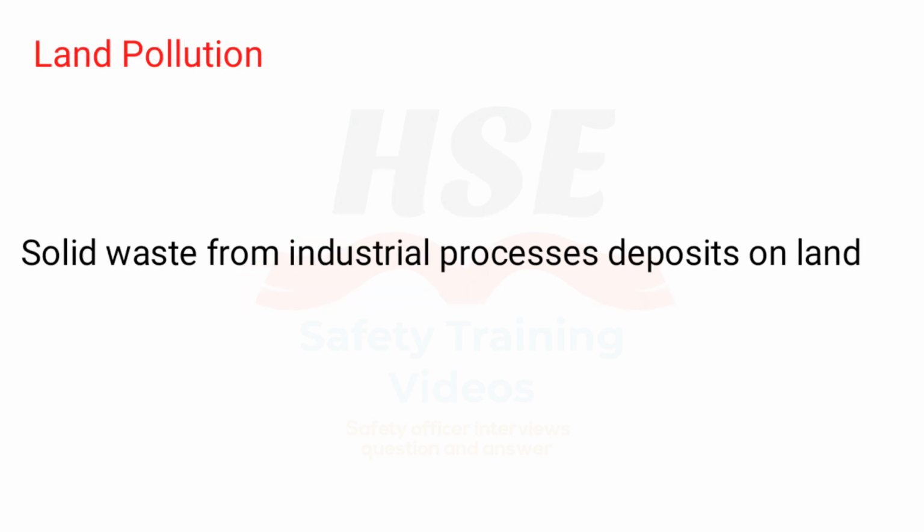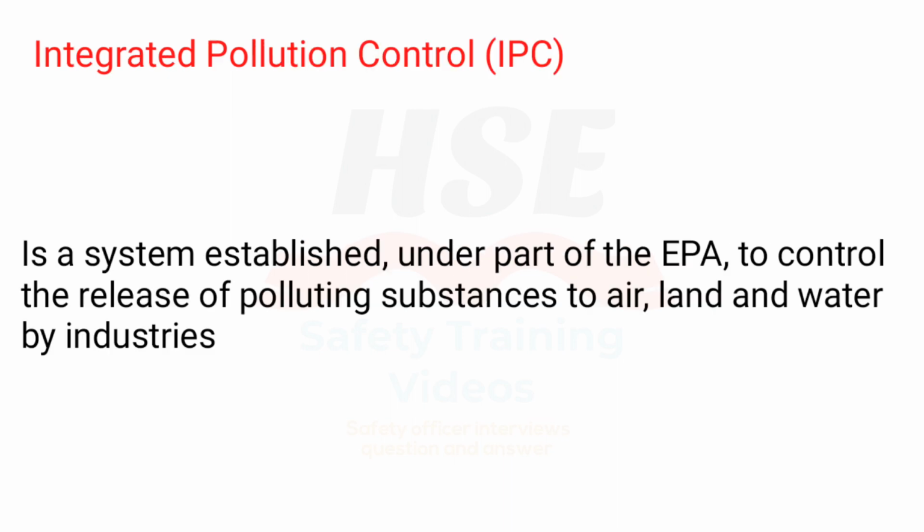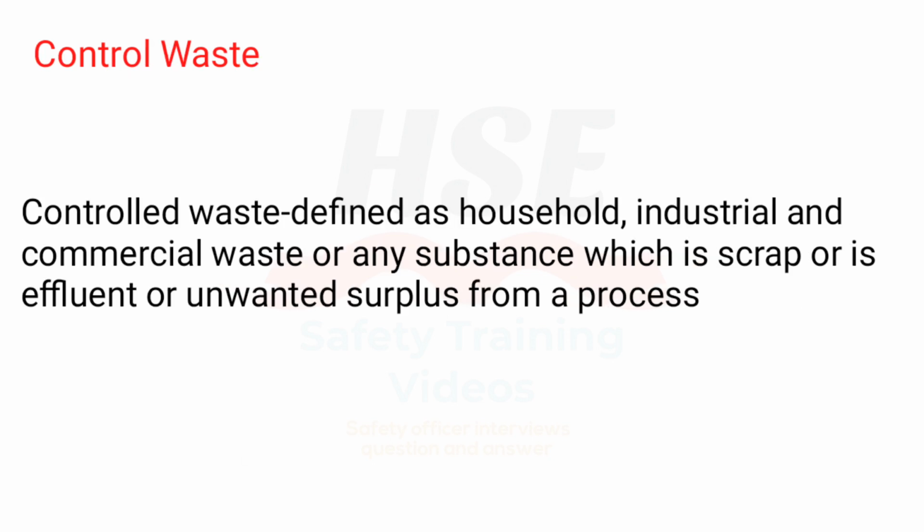Land pollution. Solid waste from industrial processes deposited on land. Integrated Pollution Control, IPC, is a system established, and a part of the EPA, to control the release of polluting substances to air, land and water by industries. Controlled waste. Controlled waste is defined as household, industrial and commercial waste or any substance which is scrap or is effluent or unwanted surplus from a process.